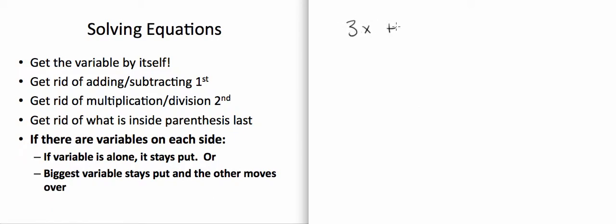So we have 3x plus 4, and that's equal to 5x minus 6. What's different about this one is now we have an x on the right side and an x on the left side. If we haven't seen this stuff before, some people are going to go, uh-oh, what's going to happen? Well, I've got down here in bold, if we have variables on each side, we look: is any of these variables alone? If this 3x was completely by itself, it would stay. But it's got a number there, so we look to the other side. Is this 5x alone? Nope, it's got a number there, so that first rule doesn't count.